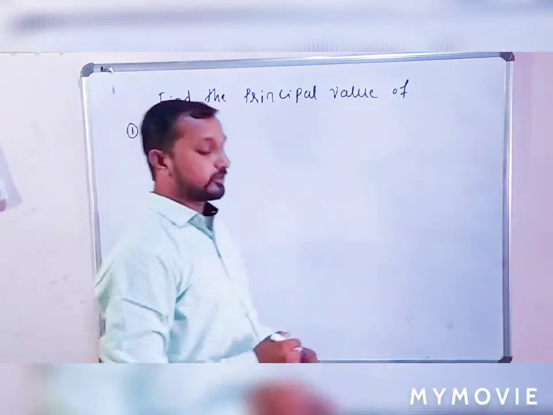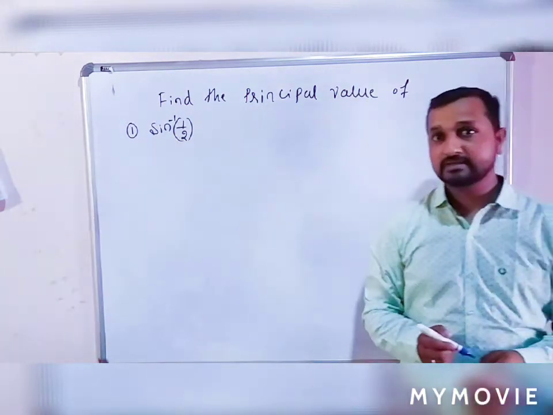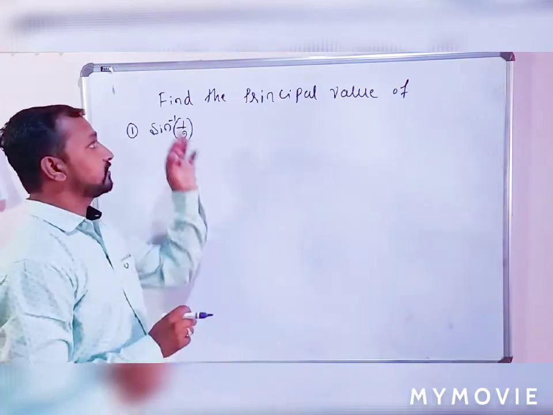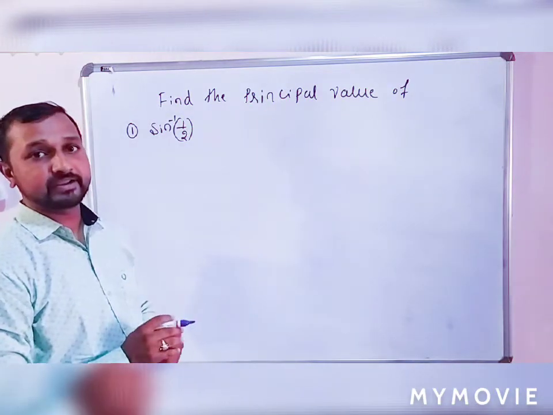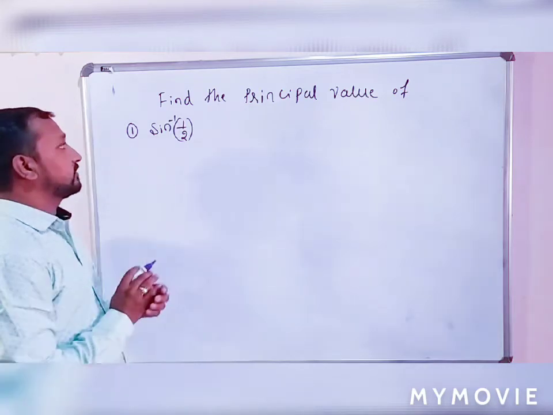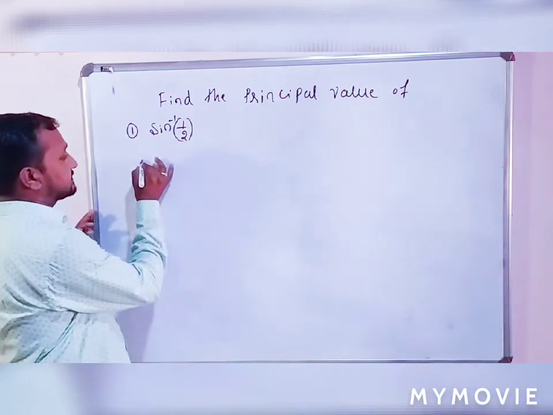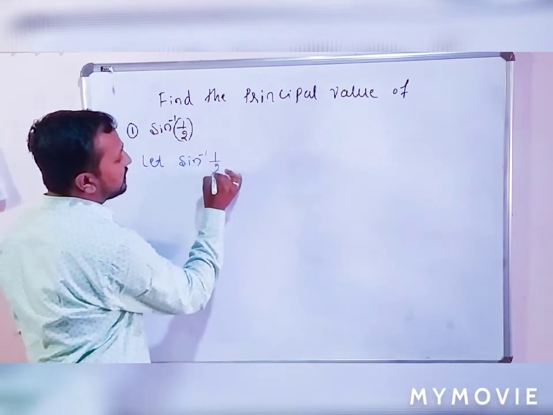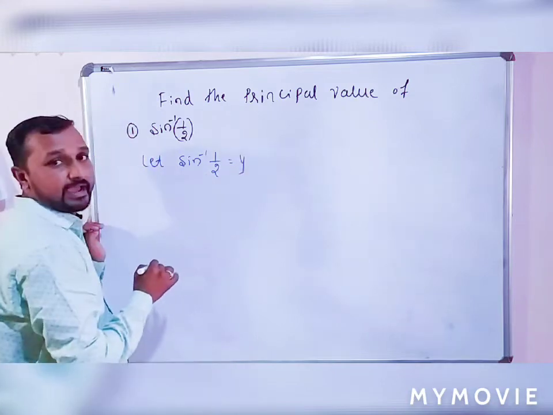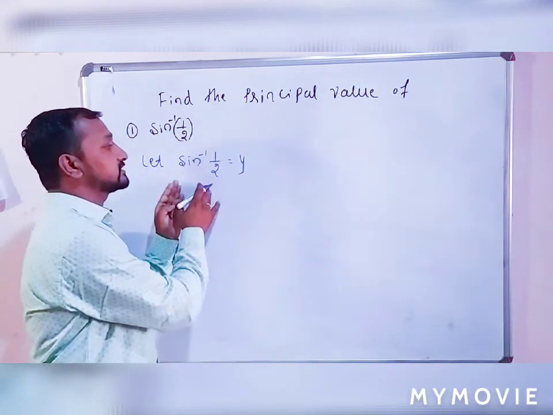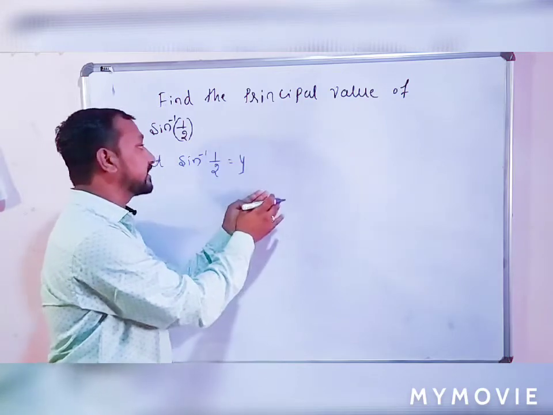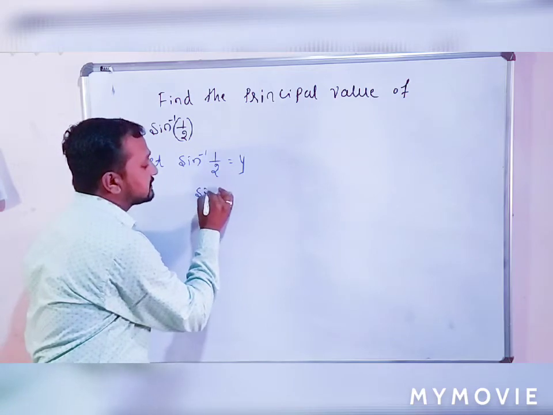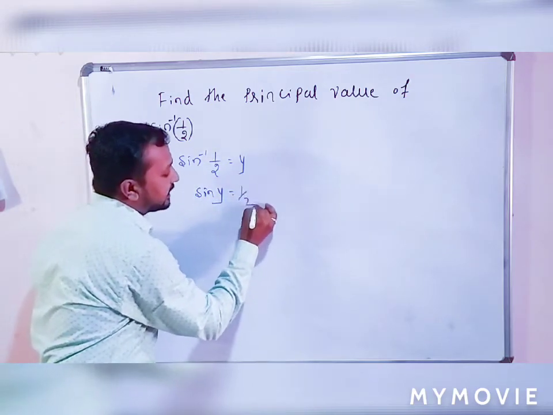Students, let us discuss some examples regarding inverse trigonometric functions. First, we find the principal value of an inverse trigonometric angle. By solving this example, let us consider sine inverse of 1 by 2 is equal to y. The sine inverse function is shifted to the right-hand side, then it becomes a standard trigonometric function. So sine y is equal to 1 divided by 2.